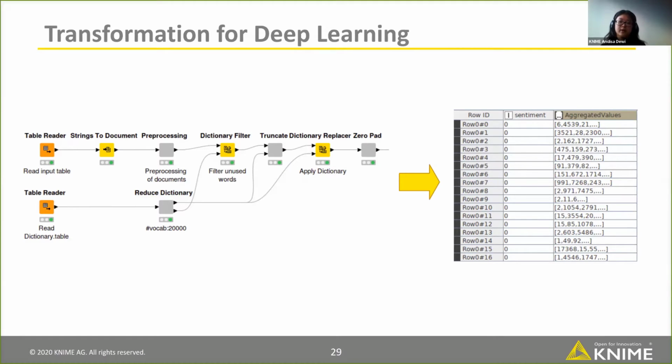Next, we truncate long documents with the Truncate component, and then we apply the dictionary with the Dictionary Replacer node. And at the end, we pad zeros to the shorter documents with the Zero Pad component. The result that you can see on the right side is where the documents are transformed into a list of numerical sequences.